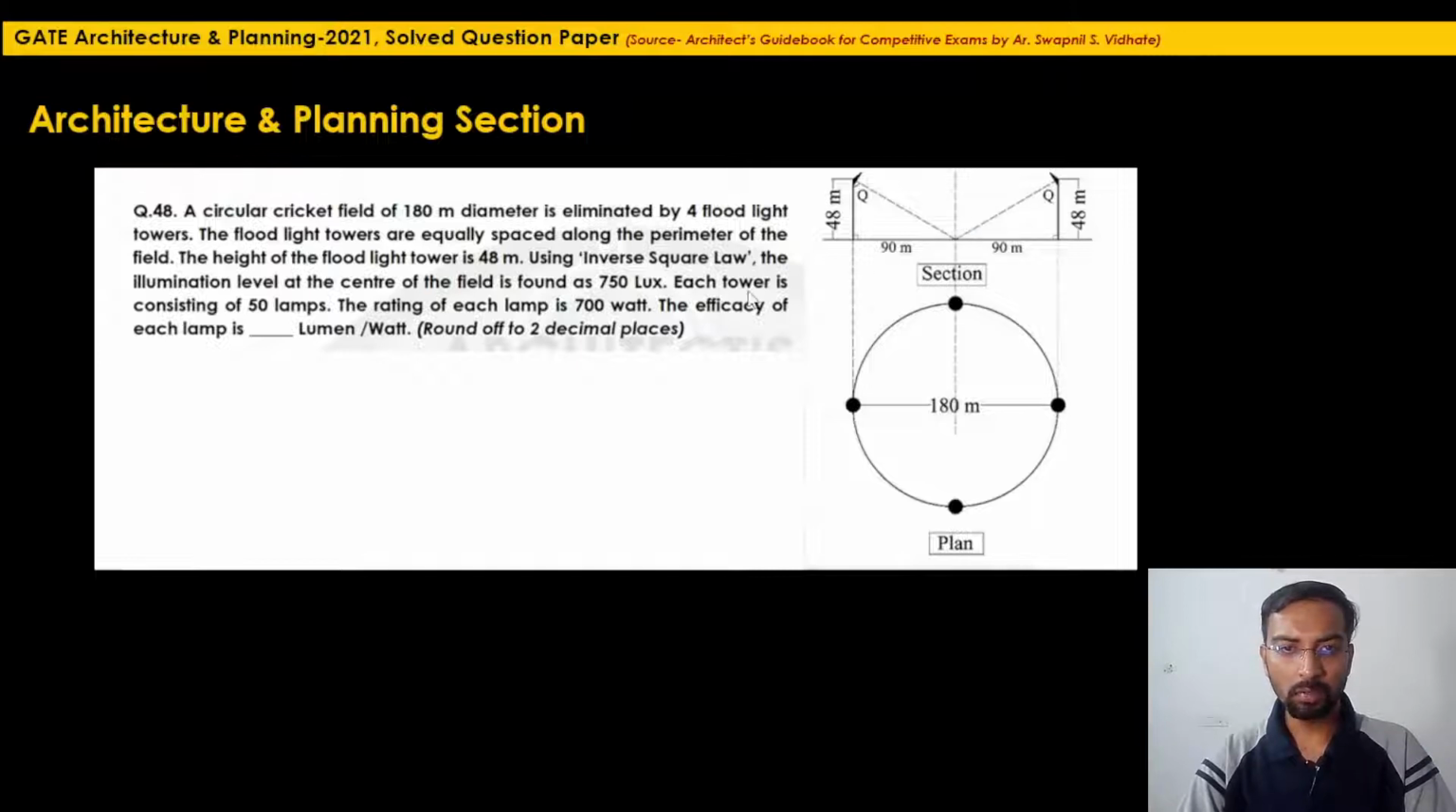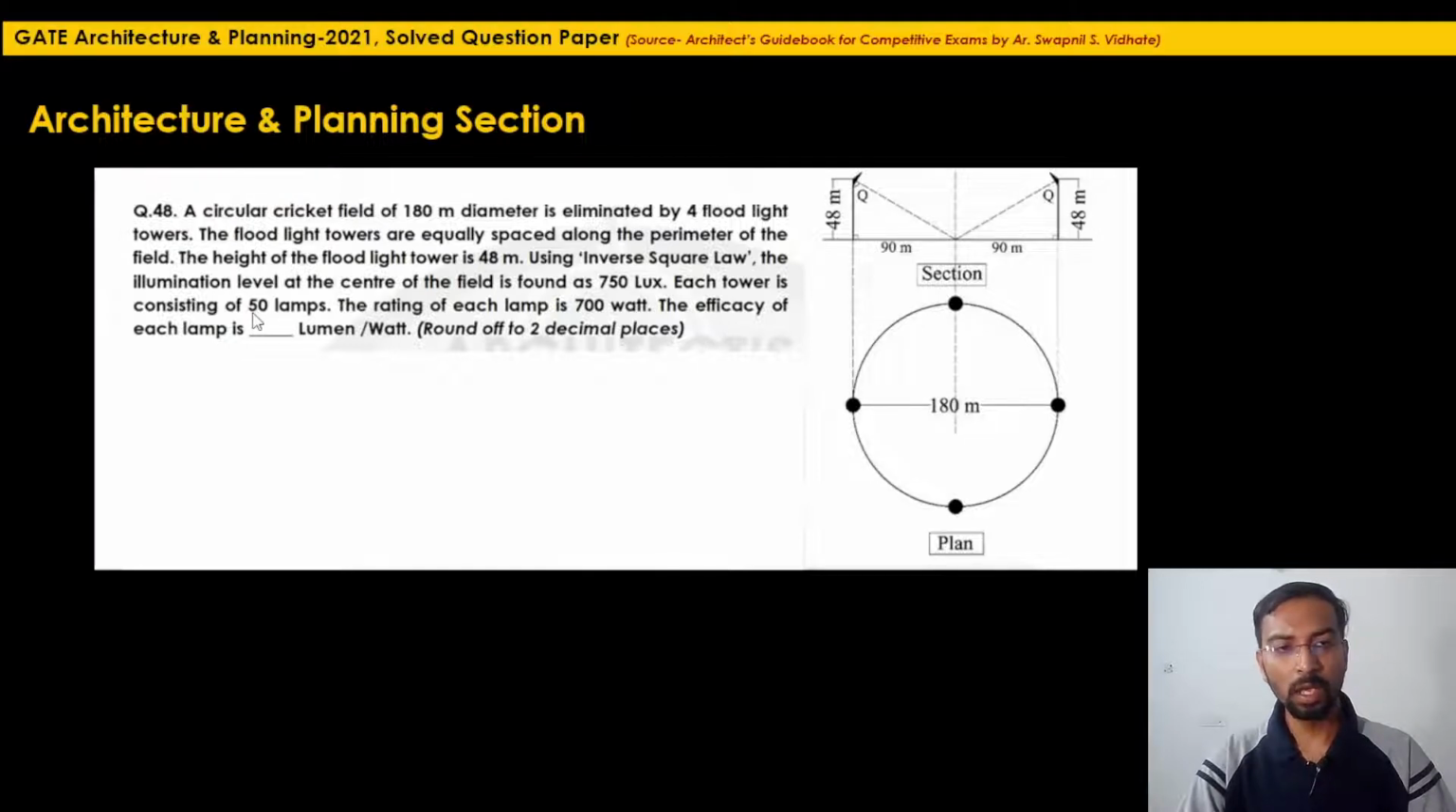Each tower consists of 50 lamps. Each tower has 50 lamps. The rating of each lamp is 700 watt. The efficacy of each lamp is in lumen per watt. Efficacy, in layman's terms, is like the average of a car, the mileage we say. So we have to find a similar efficacy for this. What is the efficacy of each lamp?